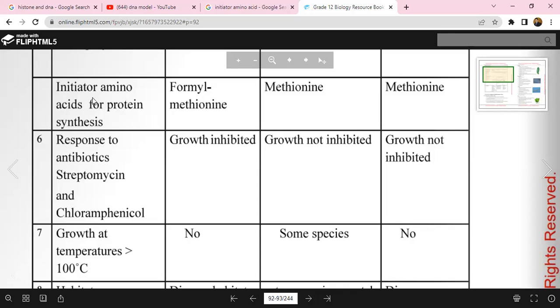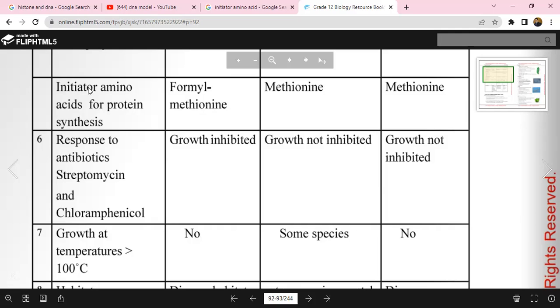Streptomycin, chloramphenicol. What are the antibiotics? Streptomycin and chloramphenicol. When you add streptomycin or chloramphenicol to a petri dish and introduce some Domain Bacteria member into that medium, that bacteria will not grow. Understood?